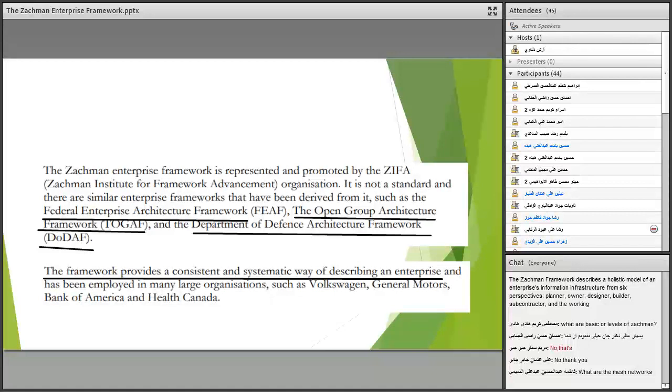So you see that the Zachman framework is a very good example. It is a very well known framework that famous companies like Volkswagen and General Motors have used for their enterprise architecture.